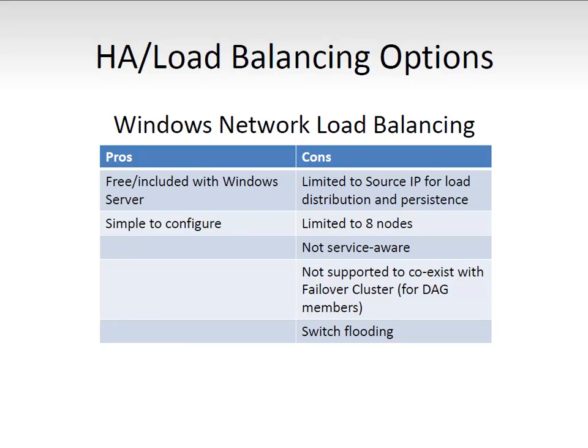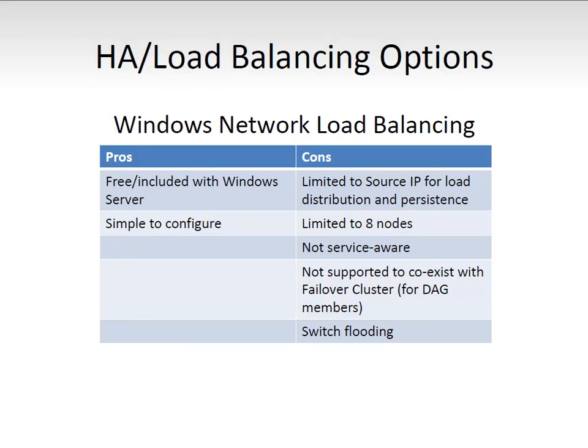However, it does have a few downsides. It's limited to using source IP for load distribution and persistence, and that's something we'll look at in a bit more detail shortly. We can only scale Windows NLB clusters out to 8 nodes, which may be an issue in larger scale environments. NLB is not service aware, and by that I mean that if one of our client access servers has a failed service, such as a web service, the NLB cluster is not aware of that and will continue trying to send traffic to it.